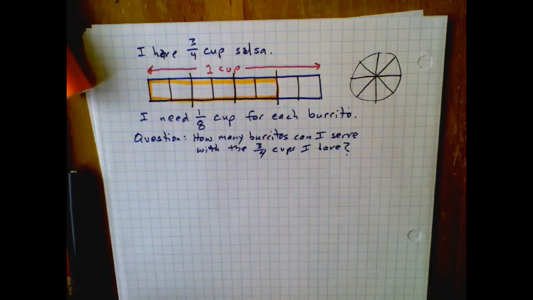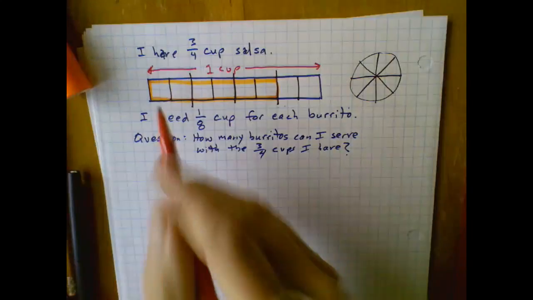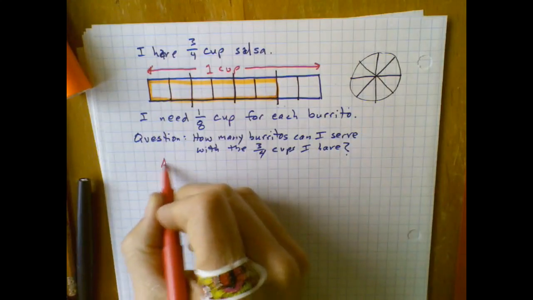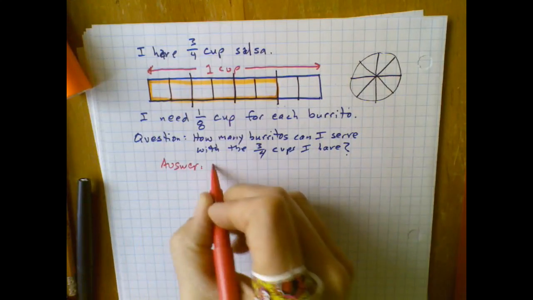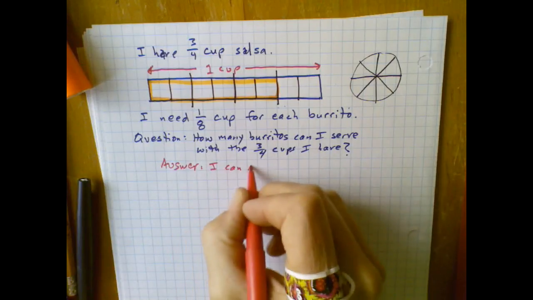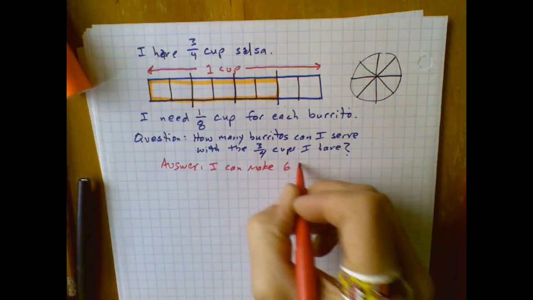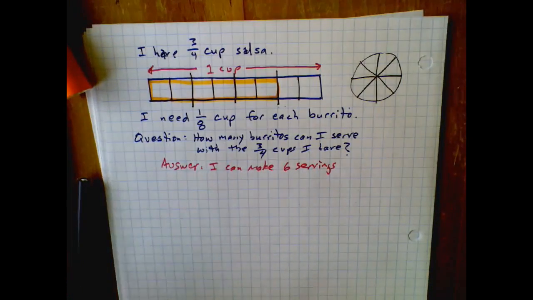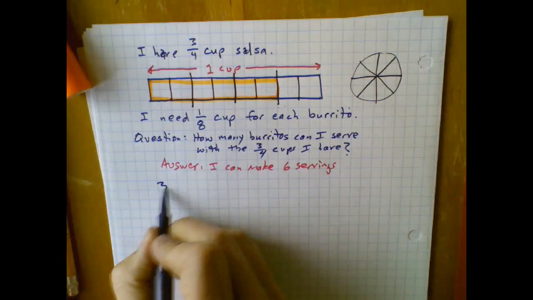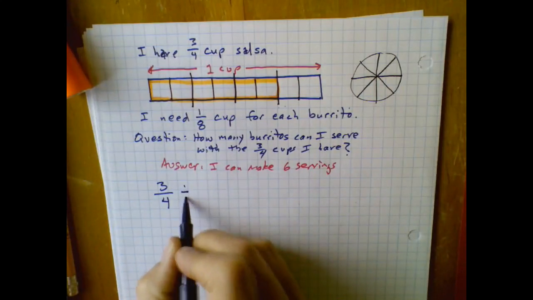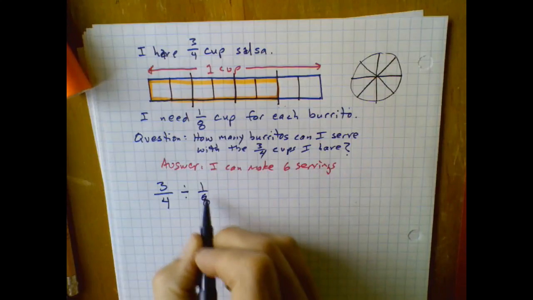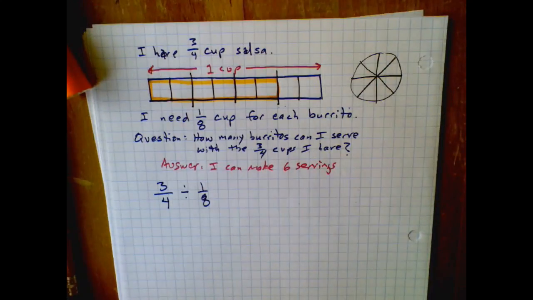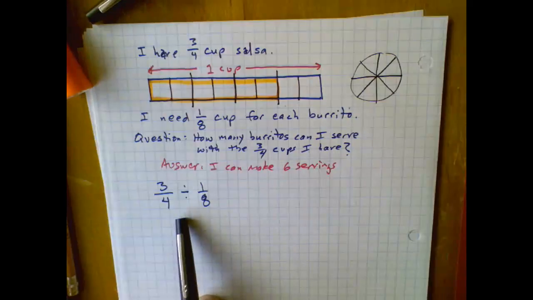And I can see right now that the number of servings that I can serve is 6. So the answer: I can make 6 servings. Okay, there's my visual method. What I did is I took 3/4 and I divided it by 1/8. So we're going to calculate this. But before we calculate this, we're going to make a couple of observations.